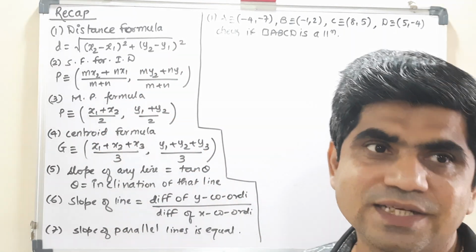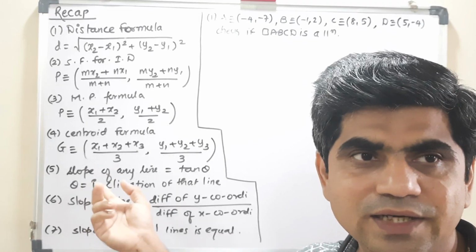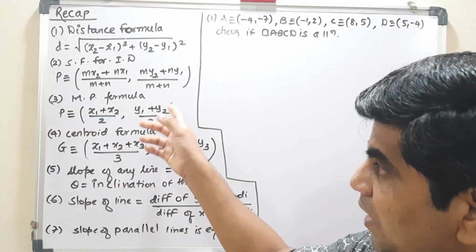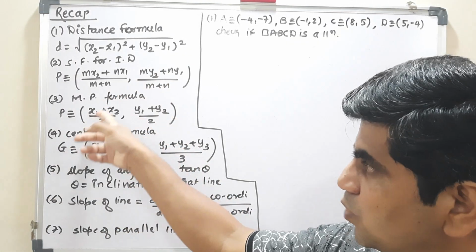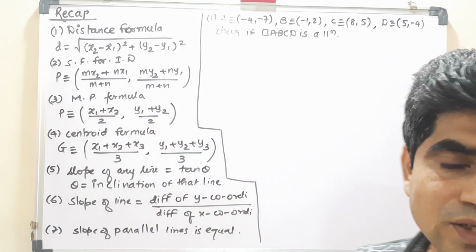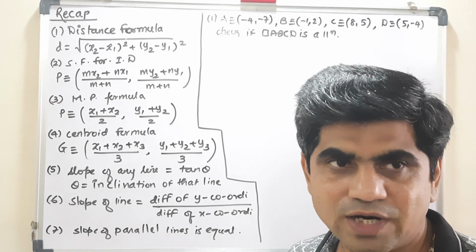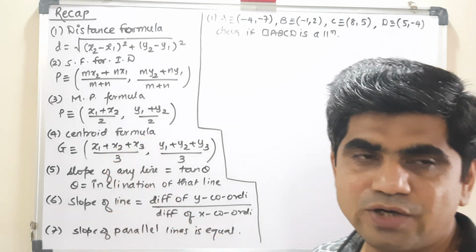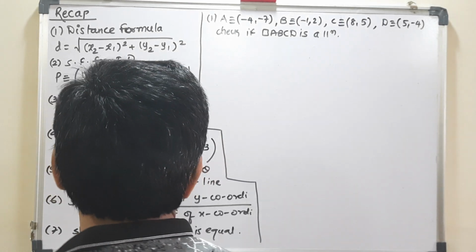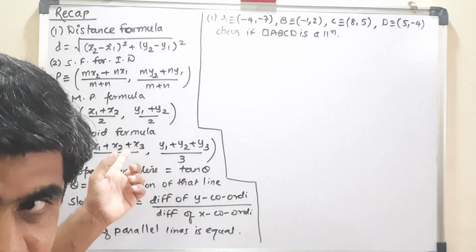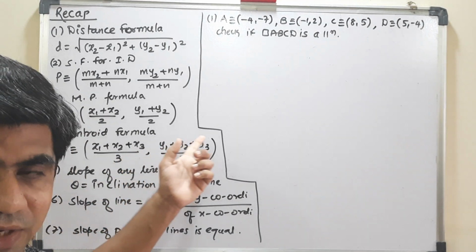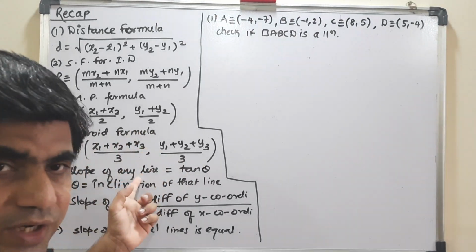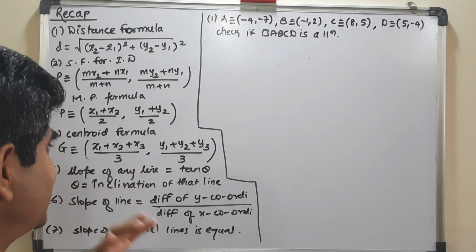Then the midpoint formula is nothing but the x coordinate of the midpoint is the sum of the x coordinates divided by 2, and the y coordinate of the midpoint is the sum of the y coordinates divided by 2. And the centroid formula is the sum of the x coordinates of all the vertices divided by 3, and the sum of the y coordinates of all the vertices divided by 3. This is the centroid of a triangle.